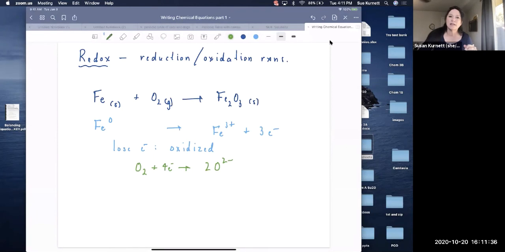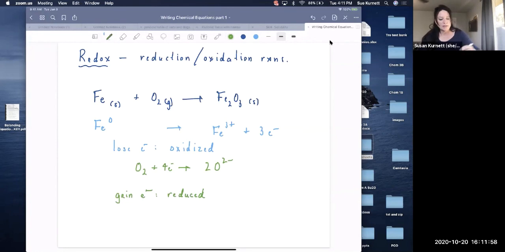Oxygen can gain electrons and be reduced. Gain electrons, reduced. What does reduced mean here? It means it went down in charge. Oxygen did have a charge of 0. It was neutral as an element, but now it has a charge of -2 because there's more electrons than protons.